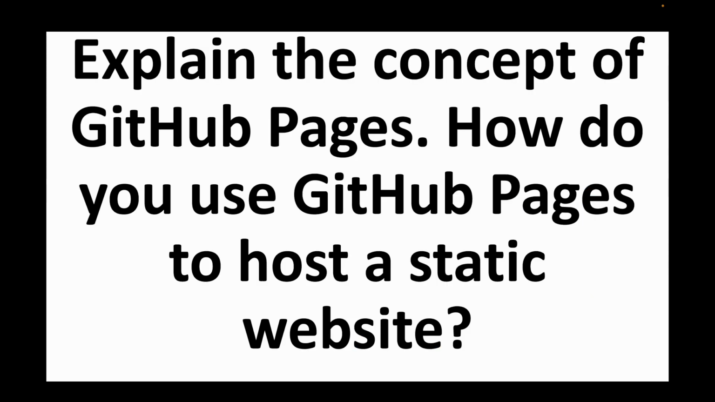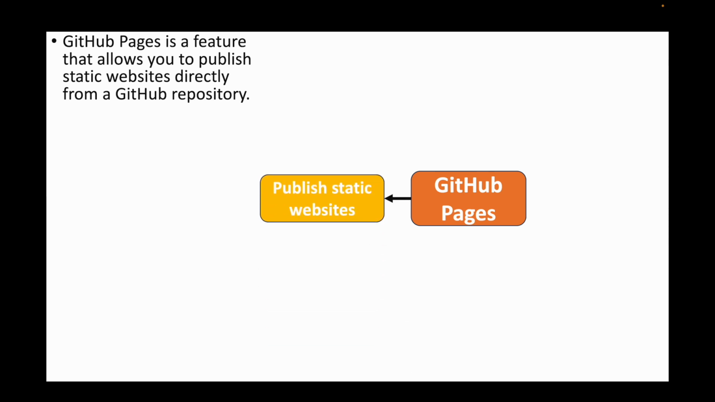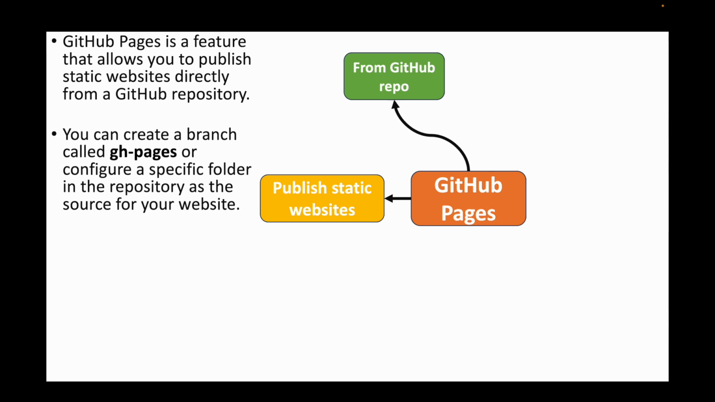The next question we have is, explain the concept of GitHub Pages. How do you use GitHub Pages to host a static website? So GitHub Pages is simply a feature that we have in GitHub, and this allows us to publish a static website directly from a GitHub repository. So if you want to host a static website like a blog from your GitHub repo, we can make use of GitHub Pages for that.